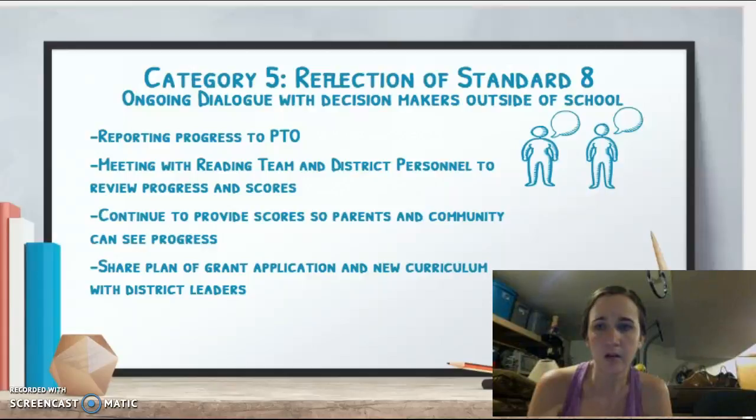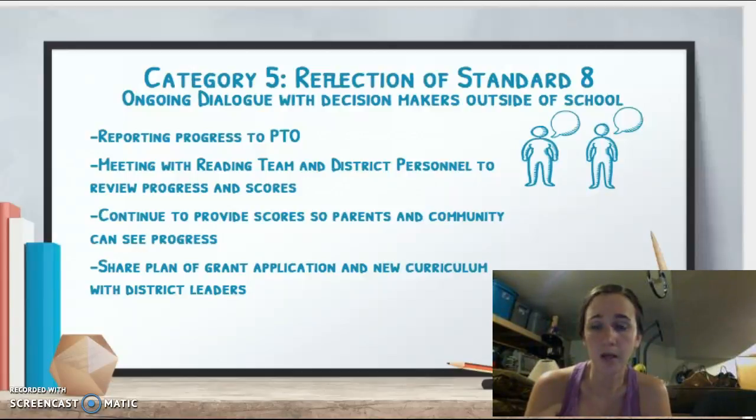So, reflection of Standard 8. Reporting the progress to the PTO and the district leaders, meeting with the reading team in the school and district personnel to review progress and scores. I would continue to provide scores so parents and community can see the progress, whether that be newsletter, website, PTO, what have you. And then I would share my plan of grant application and new curriculum with district leaders to get the go-ahead to submit the grant application and even possibly look at getting a new curriculum and what they would want to see in a new curriculum.